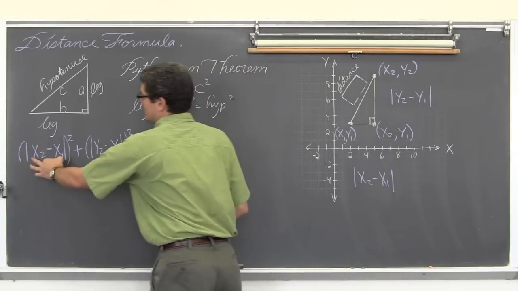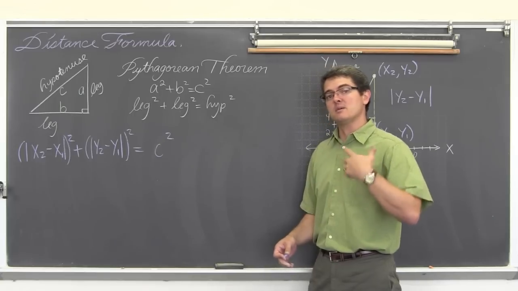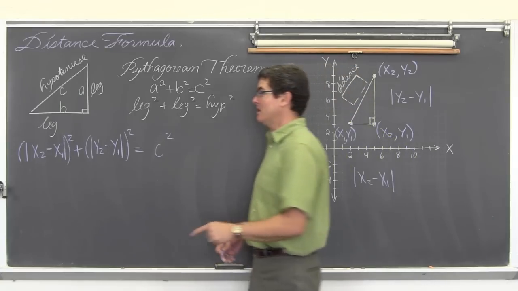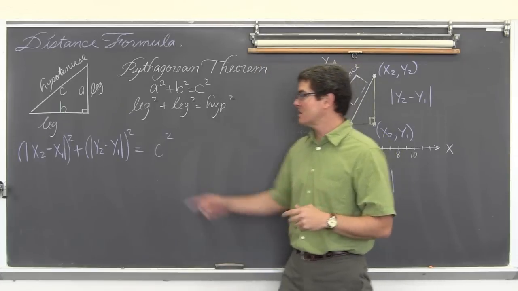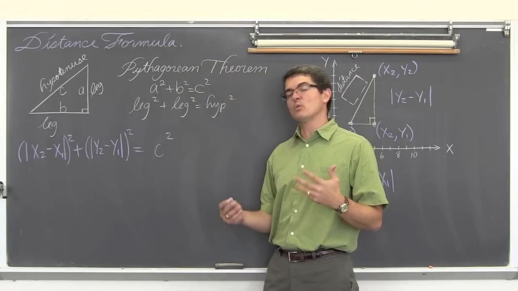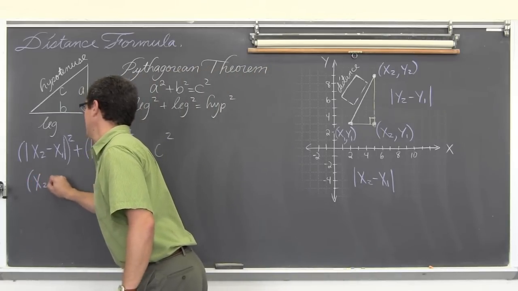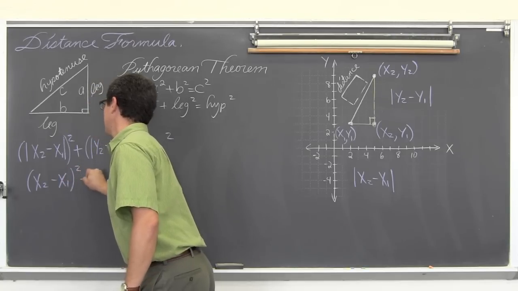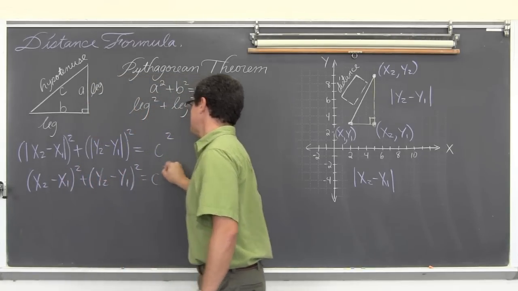If you have a negative number in here and you square it, like negative 3 squared is negative 3 times negative 3, which is positive 9. So these powers of 2 are going to cancel out any negatives that exist from our subtraction, making the absolute value signs redundant. So now I can simplify this and say it's x sub 2 minus x sub 1 squared plus y2 minus y1 squared equals c squared.